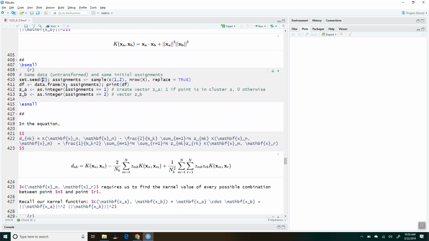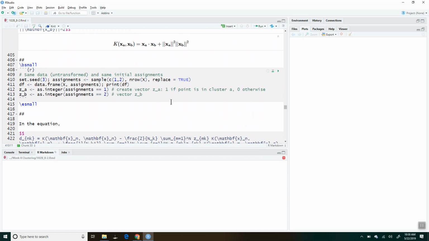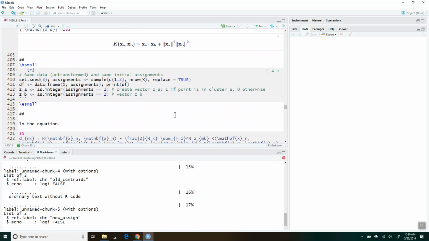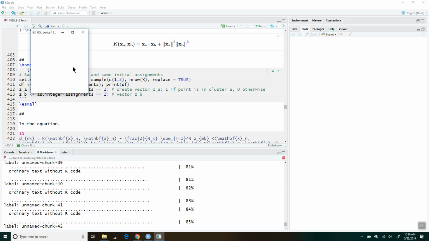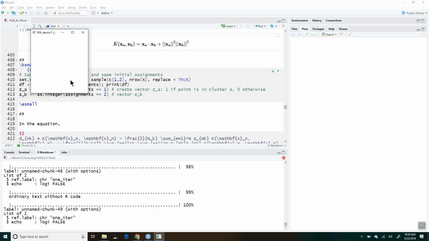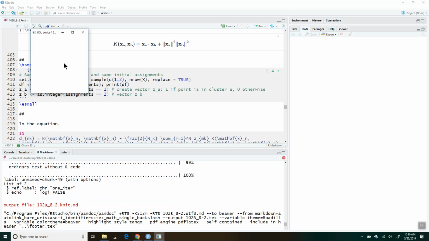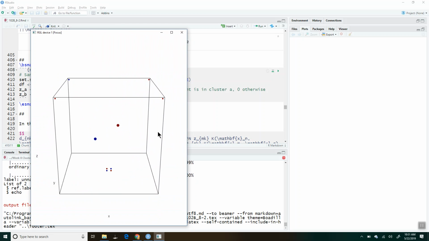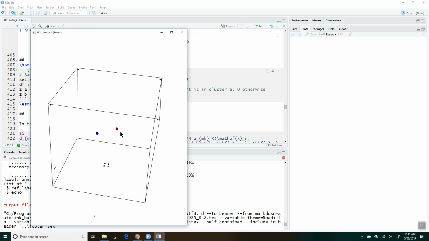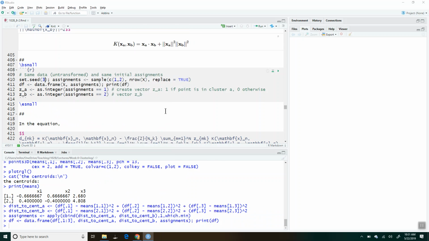All right, let's try this again. So we'll calculate the centroids in 3D, which we see plotted here. So we calculate the centroids in 3D, and they look like this. So this dot is the centroid of the points.